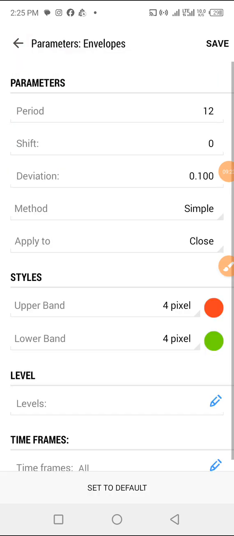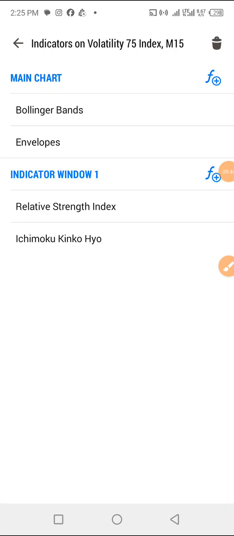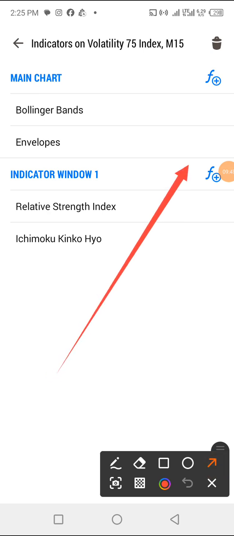While the envelope has a period of 12, deviation 0.100, then upper band should be red, lower band should be green. Is that clear, guys? Then in your window 1, to add this window 1, you click on this icon here.